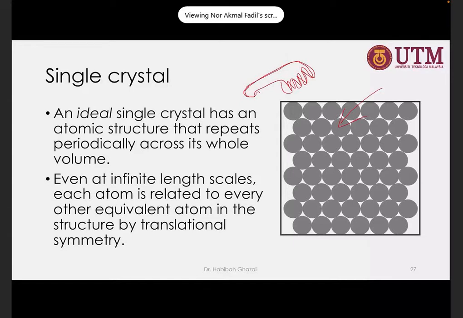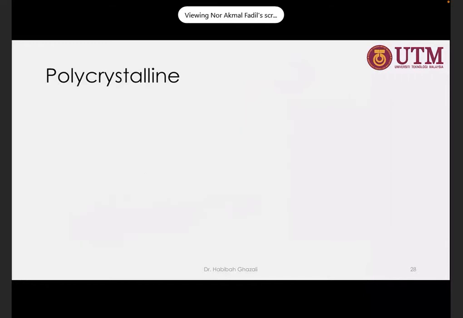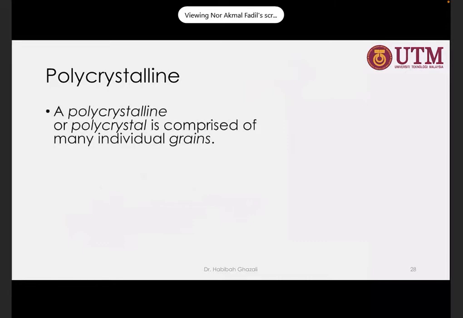What about non-single crystal? Non-single crystal, we call it polycrystalline. Okay, this is the opposite of single crystal. Polycrystalline or polycrystal is comprised of many individual grains. Inside the grain, there is the crystal structure, which is FCC or BCC or HCP or whatsoever.